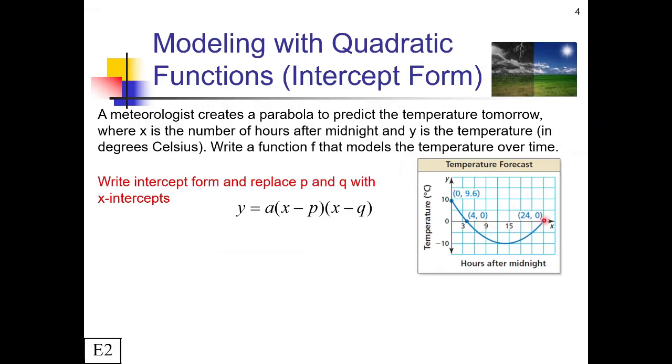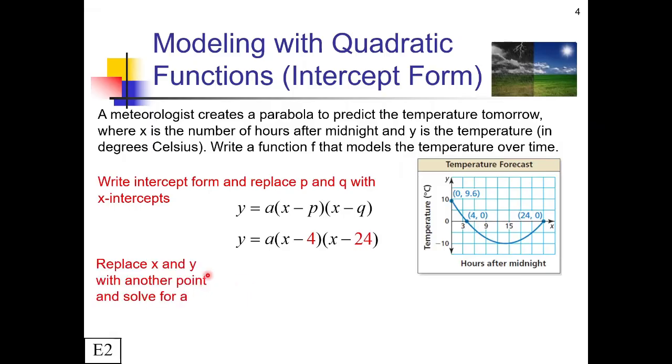So (4, 24), and it doesn't really matter which one is which. Now, just like we were saying, we need to replace the x's and the y with whatever other point they gave us, and then solve for this a value. So let's see here. We've got y, I'll call that 9.6 from this y-intercept here. And then we've got a times (0 minus 4)(0 minus 24).